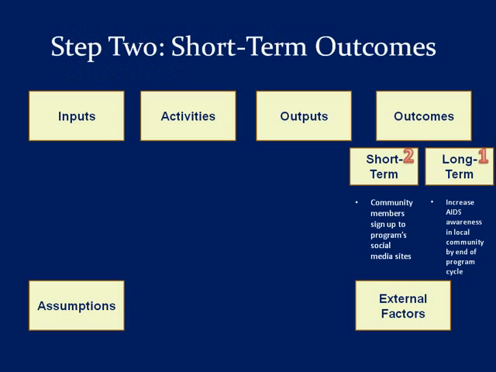So if we're looking to increase AIDS awareness in the local community, we'd obviously want community members to sign up to our social media programs, our social media sites. And as you can see, there's a gap in logic where community members sign up to the social media sites, leading into increasing awareness. For this logic model, it might be good to add a mid-term outcome that simply states that the participants will read everything you're posting to these social media sites, and they'll understand it and they'll share it.